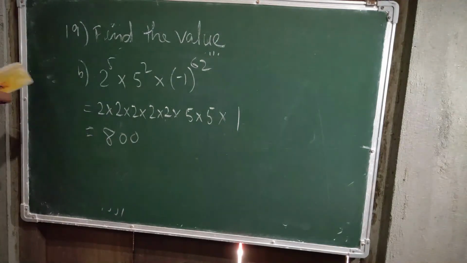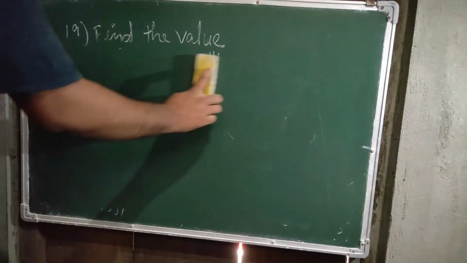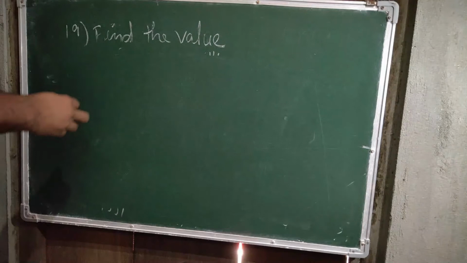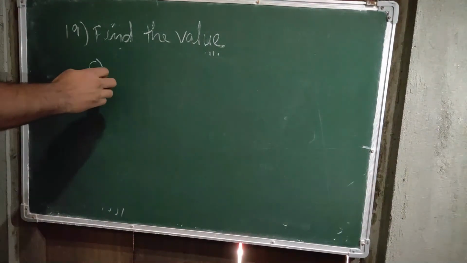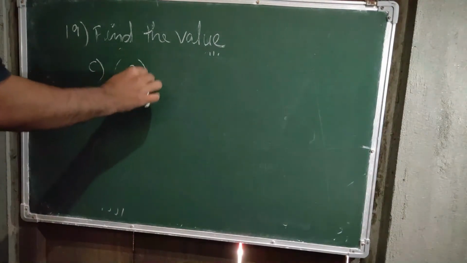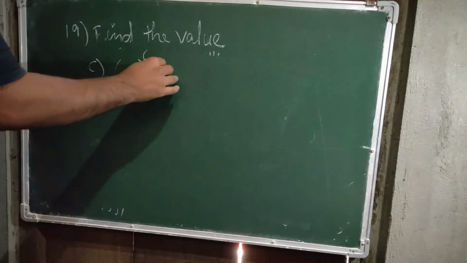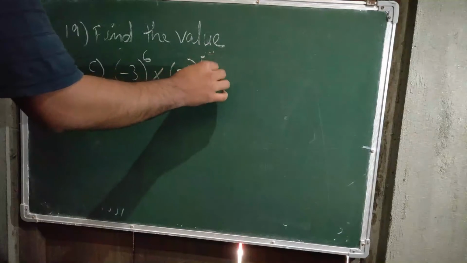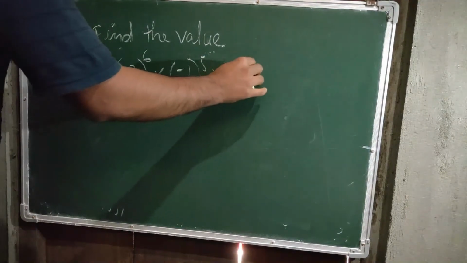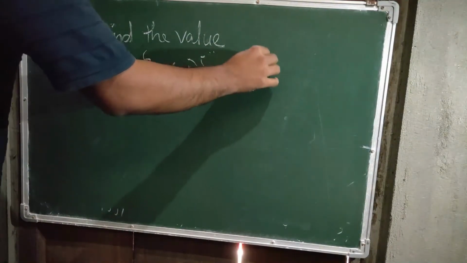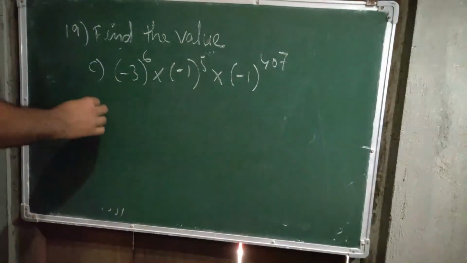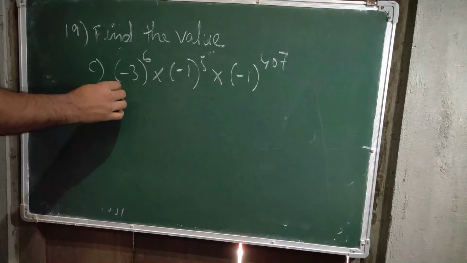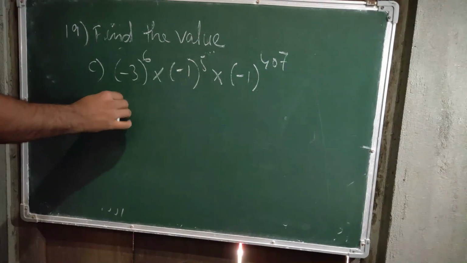so now C number. Our C number is (minus 3) whole to the power 6 into (minus 1) whole to the power 5 into (minus 1) whole to the power 407. So this one will be what? 6 times. Minus 3 you have to multiply 6 times.